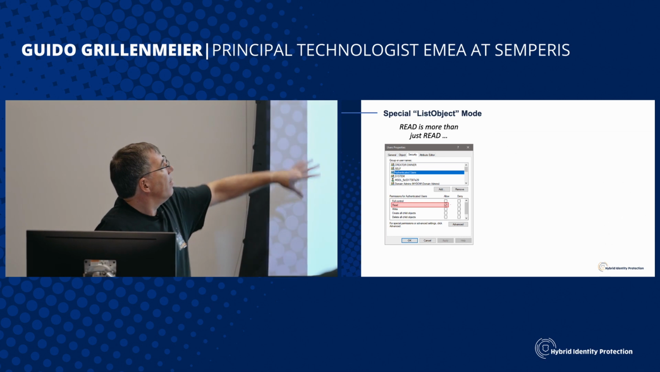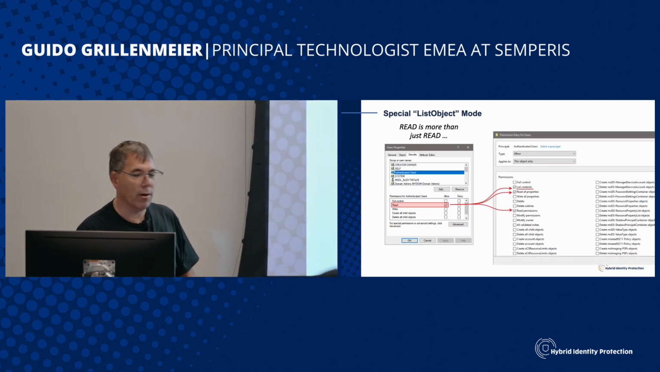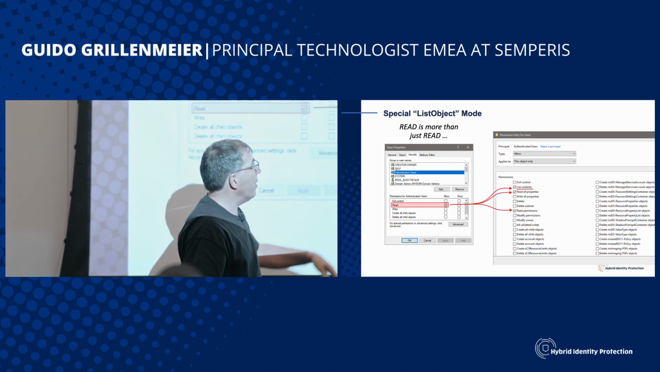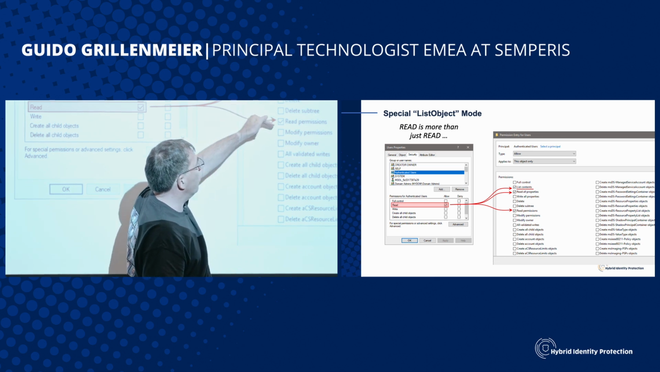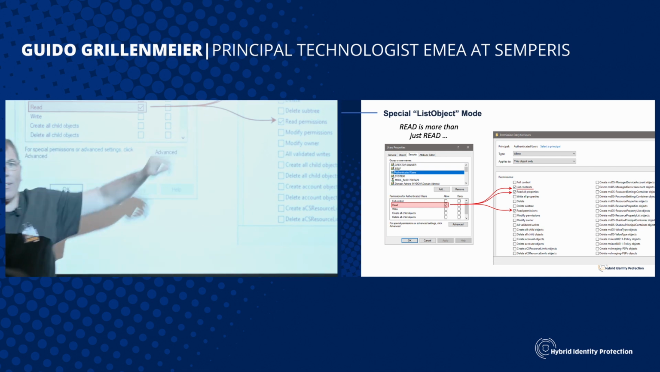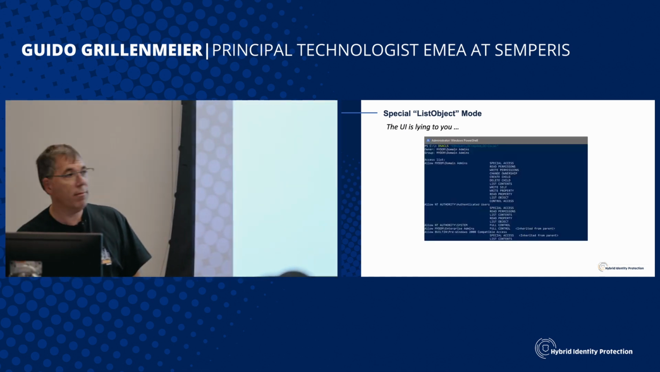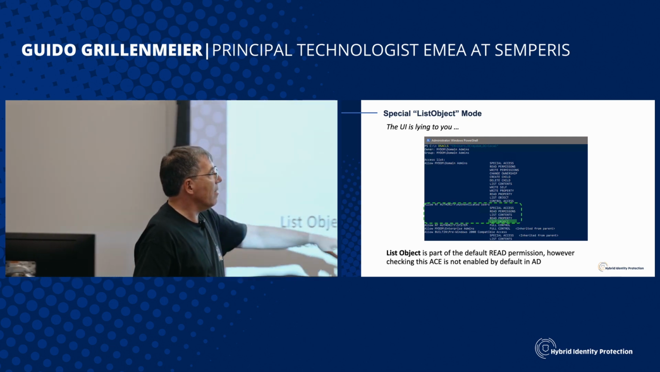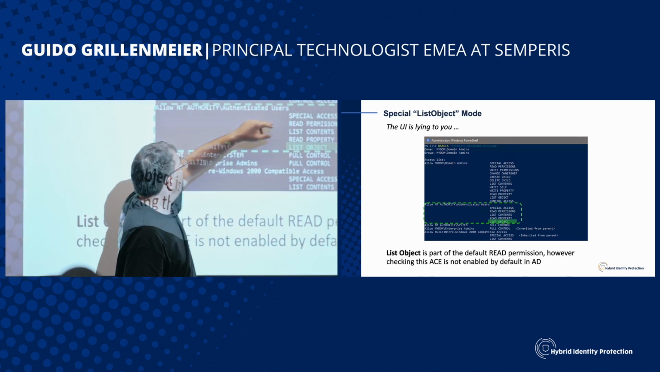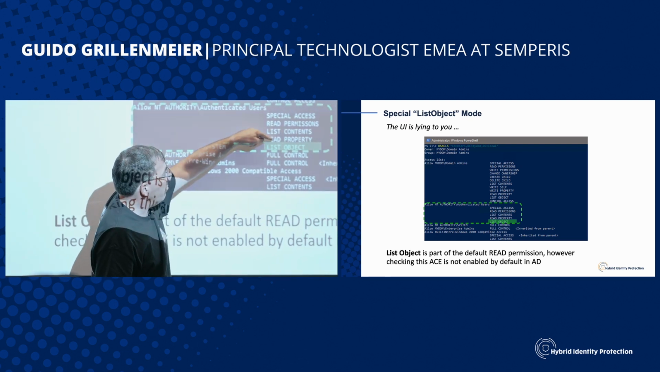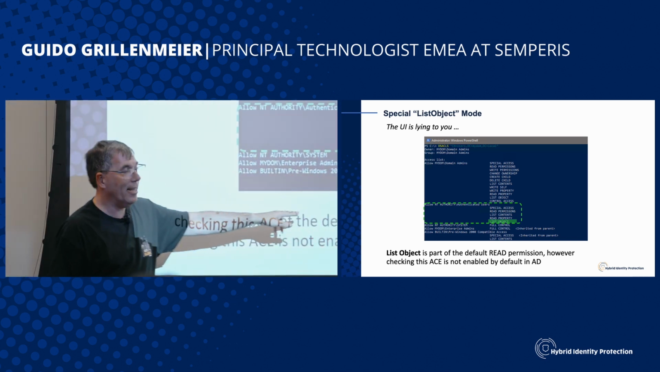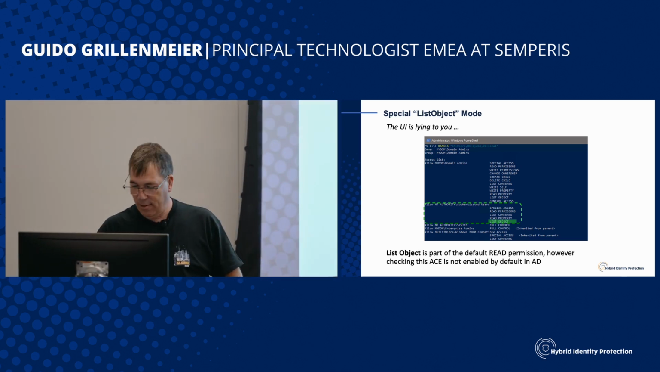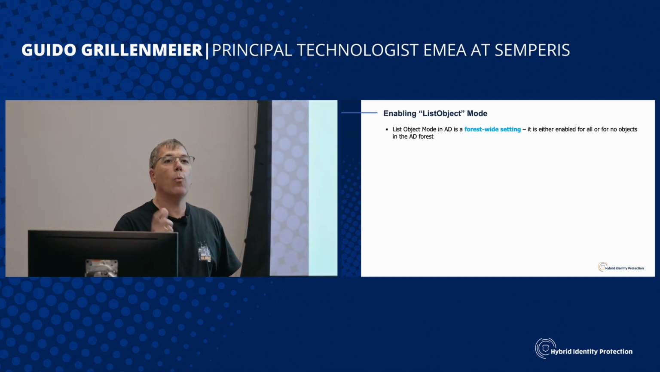So by default, when you have the read permission in your Active Directory, it's actually lying to you, because the UI, Users and Computers at least, only shows you list contents, read all properties, read permissions. There is actually another permission that's always granted when you grant read permissions, and that is list object. List contents we saw for authenticated users: read permissions, list contents, read property of something, and then list object. It's there, but it's not evaluated until you enable that through a forest-wide change in your config container.